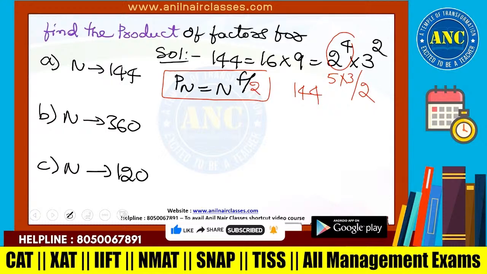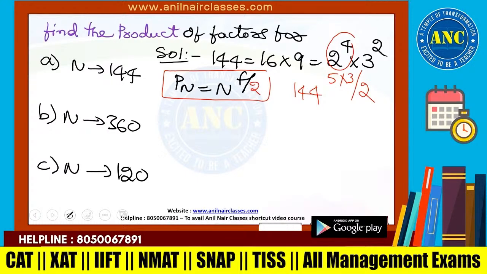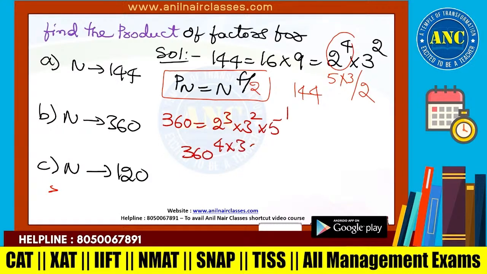Number power number of factors by 2. Second example: 360 is 2 cube into 3 square into 5 power 1. Number power number of factors by 2, which is 4 into 3 into 2 by 2. The answer is 360 power 12.